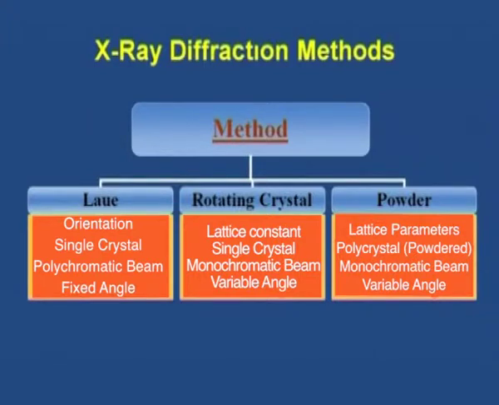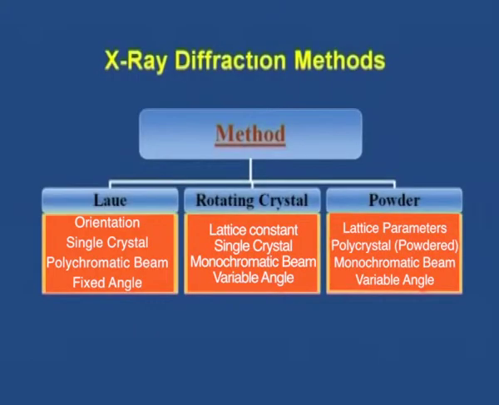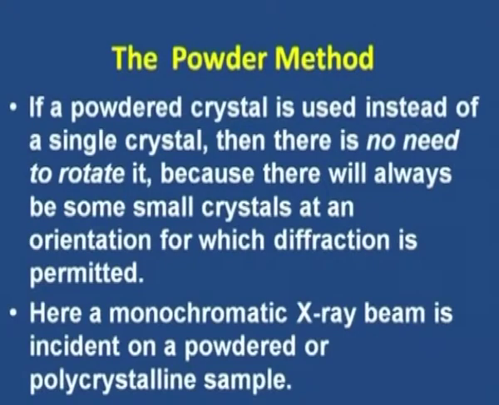Now, we will pass on to the powder diffraction method. It means that you have a polycrystalline solid, not a single crystal, a polycrystalline powdered system, and you make use of a monochromatic beam. It is not necessary to use white light, a monochromatic beam is enough, because different crystals are there, and different planes are there. Lattice parameters can be obtained accurately by this method, with variable angle.